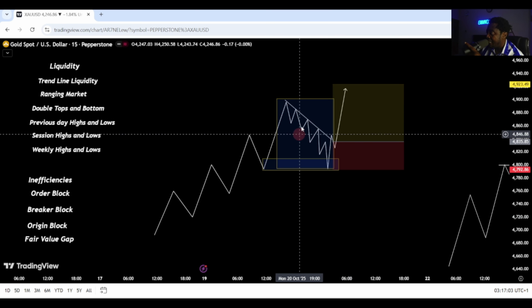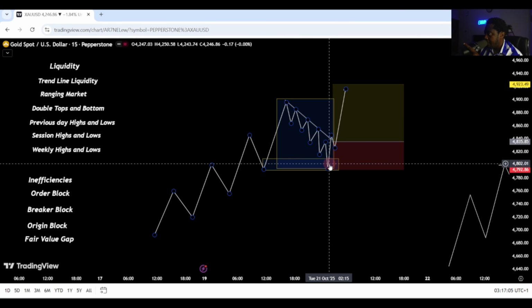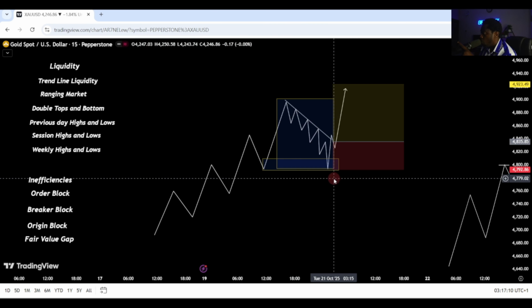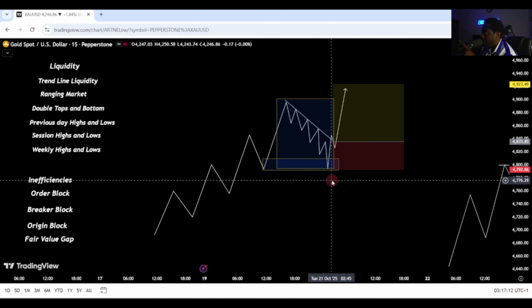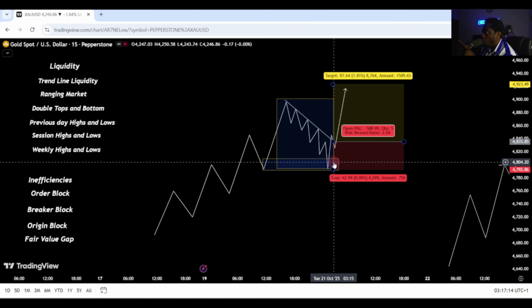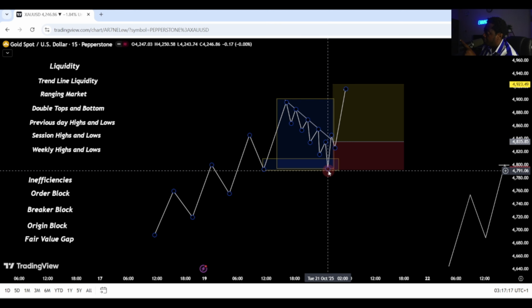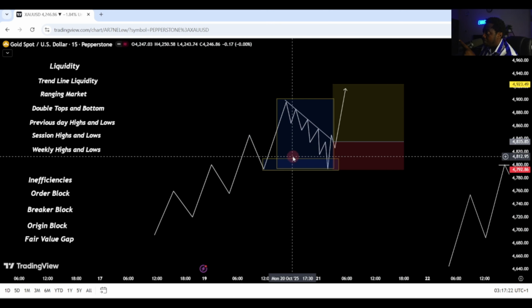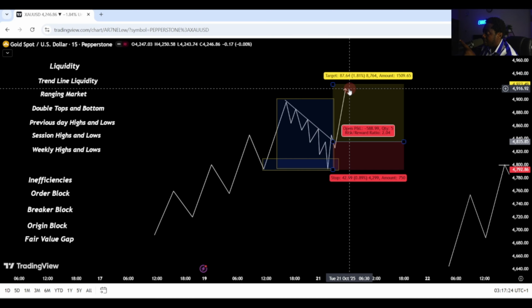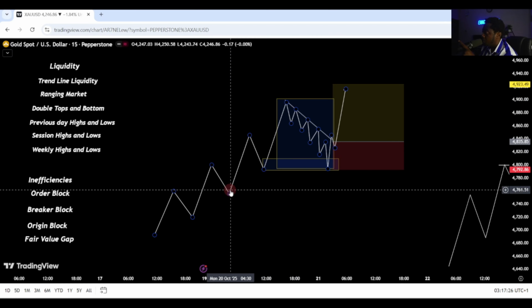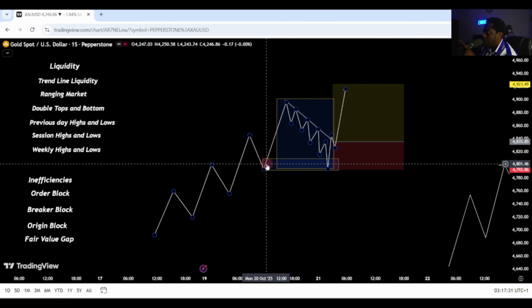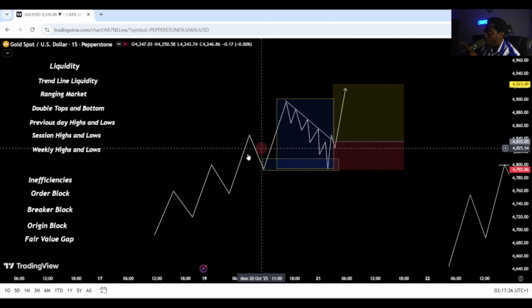If the Asia high, which is here, or the Asia low is not resting on any valid POI, we will have double liquidation. But if the high or low is resting on any valid POI, we will have single liquidation, like what we are seeing here. This example is an example of a single liquidation, and the reason is because the Asia low is resting on an origin block, which is a valid POI. So this is for an origin block.